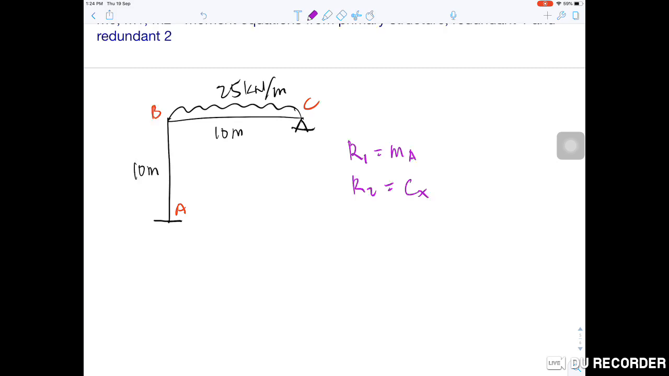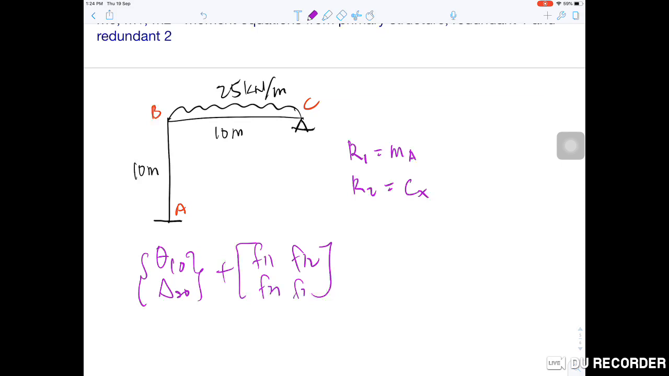By having these as redundants, I should be able to write the general form of the compatibility equation. It is delta, sorry, not delta because of moment, it is theta 1 naught. I use the standard form. Delta 2 naught plus, this is the standard flexibility matrix, F11, F12, F21, F22 times the first one is MA, the second one is CX, and this is equal to 0. So this is the standard form of the compatibility equation.